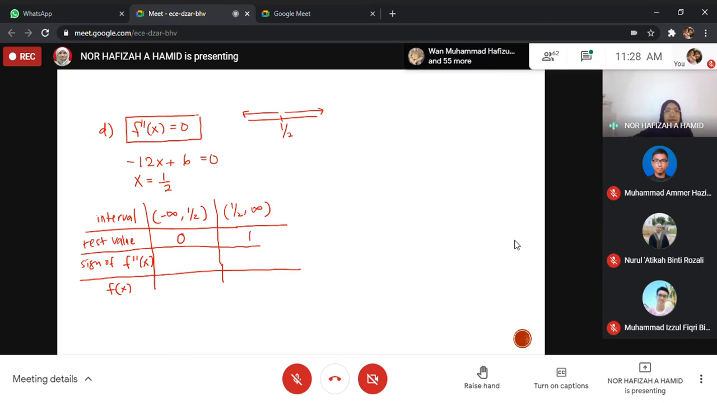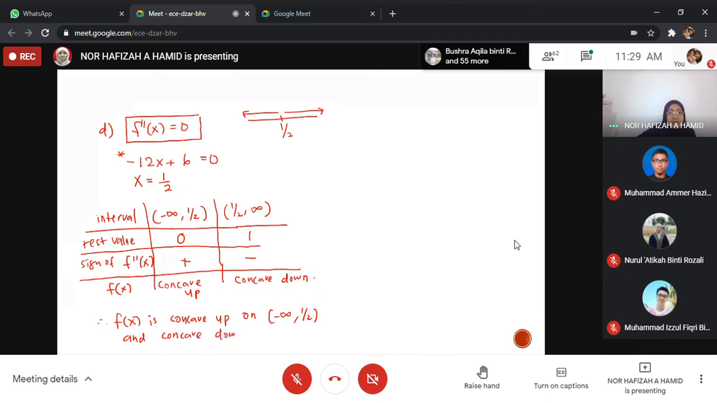Substitute dalam f double prime. Kita tengok simple je. Kalau substitute 0, you have positive. If you substitute 1, you have negative. Kalau f double prime positif, f(x) is concave up. If negative, concave down. Jangan lupa conclusion, f(x) is concave up on (negative infinity, 1/2) and concave down on (1/2, infinity).